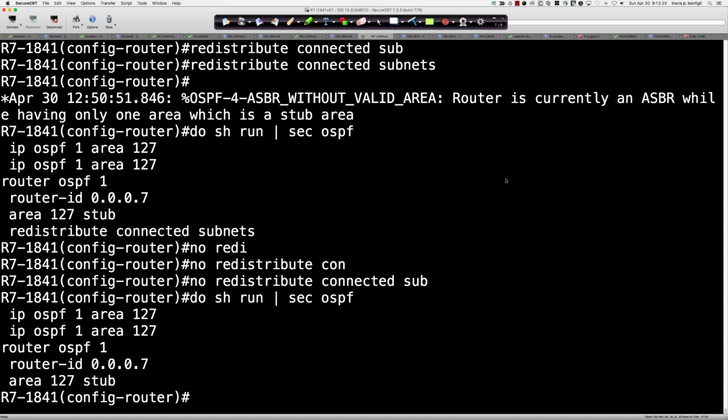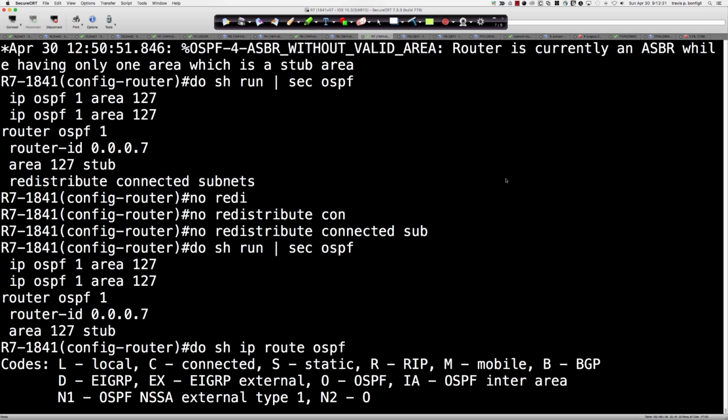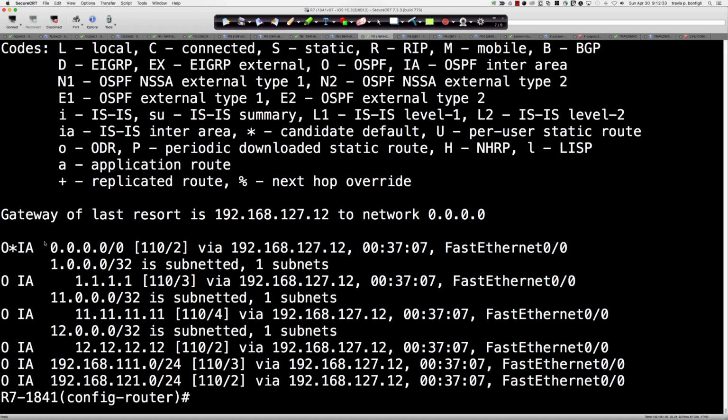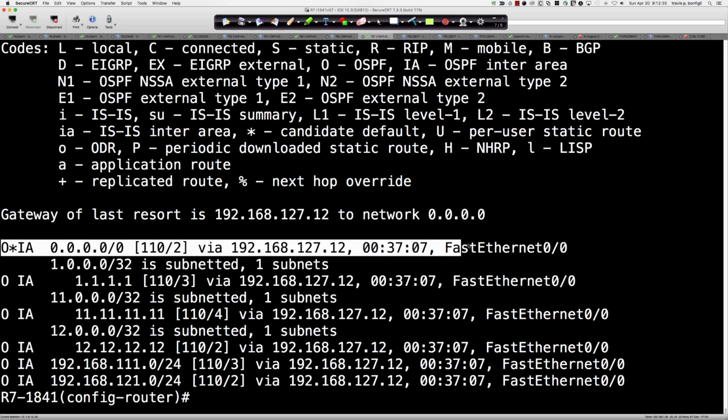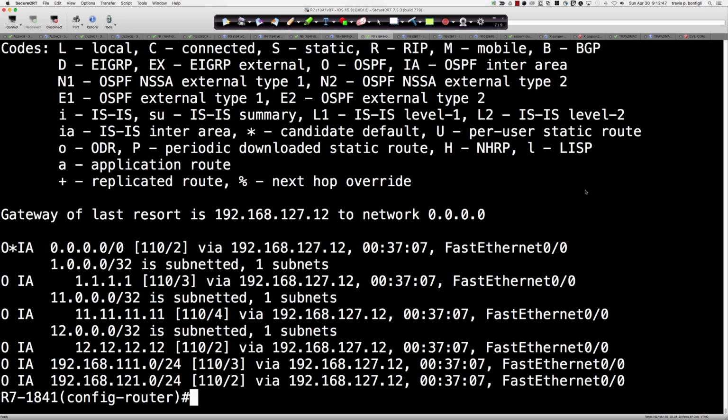Now, what do we need to do to make this totally stub? So do show IP route OSPF. Remember what we're seeing here is the default, right? So here's our default, which comes in as a type 3. However, we're seeing all of this other inter-area information that we don't need to see for reachability.